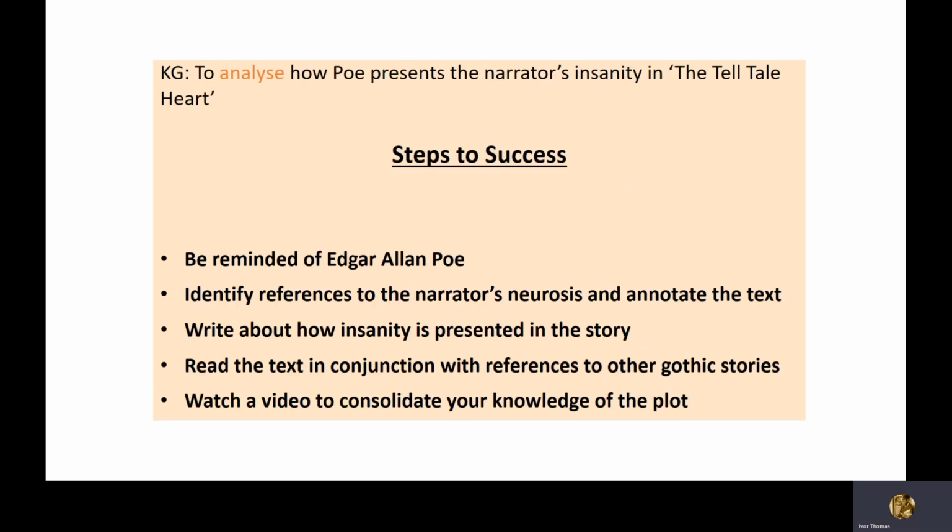Today we're going to revise who Edgar Allan Poe was, look at some of his methods of working, which I believe will really inspire your own creative writing. He had a very unusual way of building stories. We'll identify references to the narrator's neurosis and annotate the text. So we're going to find and highlight some examples that you might want to use in a bit of writing you're going to do on insanity. And as we go along, we're going to see if we can remember any of the other Gothic stories and make links. Notice, we won't have time for a video, I'm afraid.